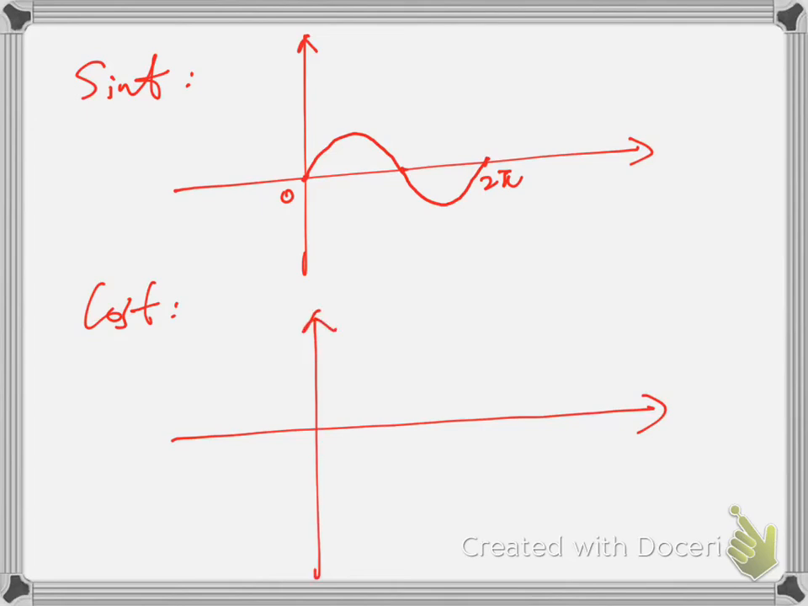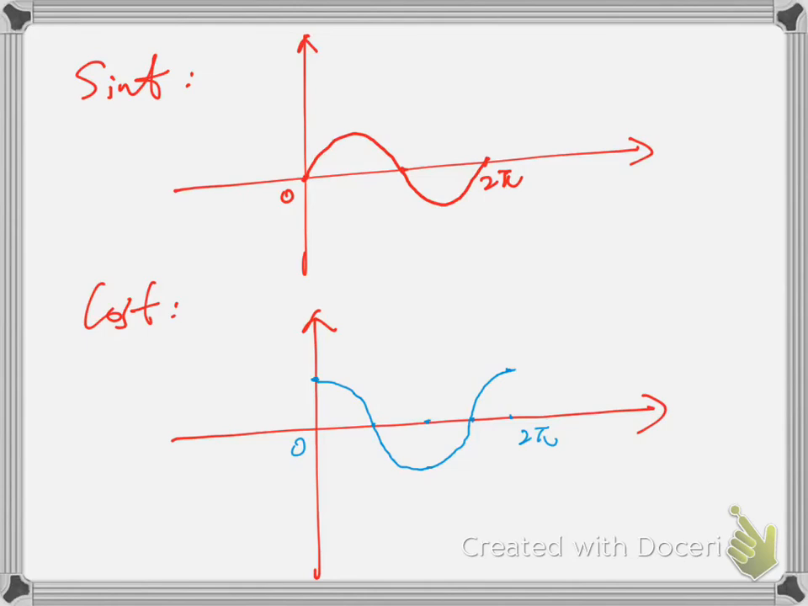The cosine curve is different. The starting point is 1, not 0. The height is 1. So the cosine curve from 0 to 2 pi goes from 1 down to 0, and then continues down to -1, and then turns back to 0, and then goes back to 1. So this is the cosine curve.